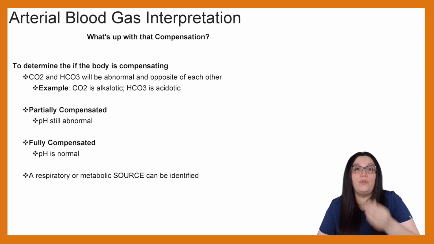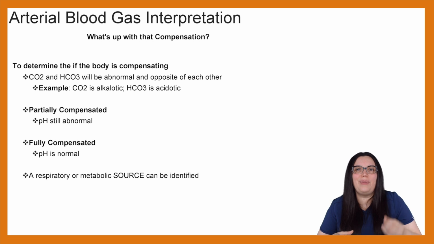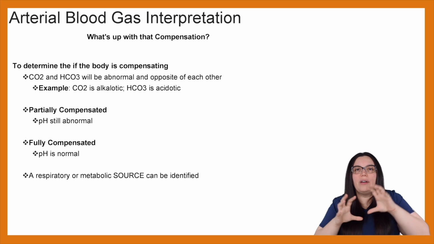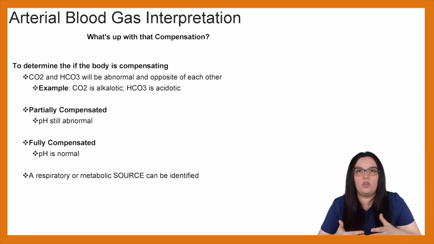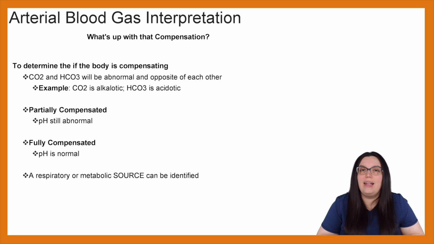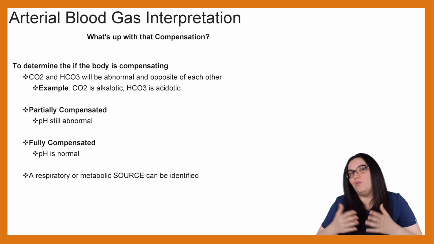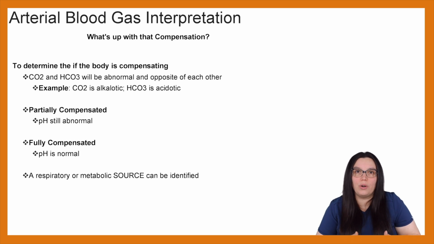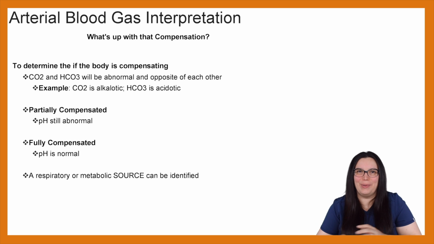When it comes to full compensation, that's fully compensated, we're going to have a pH that is normal. So while those two systems are trying to fix each other, the pH has gone back to normal, which is between 7.35 to 7.45. That makes it a little bit difficult because then you have to determine whether it is a respiratory or metabolic source when it comes to your arterial blood gases. So we're going to do a couple examples of what that looks like and how we make that determination.